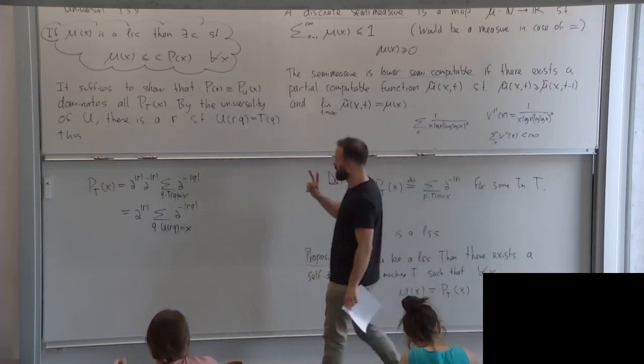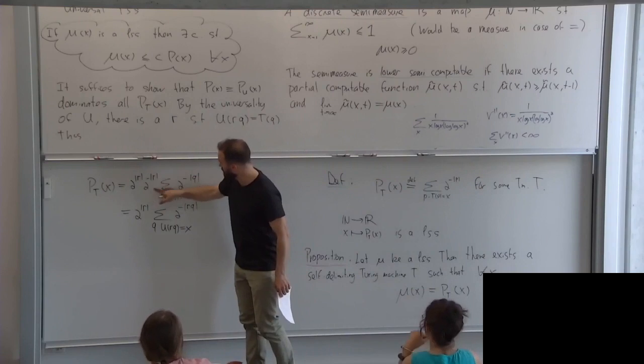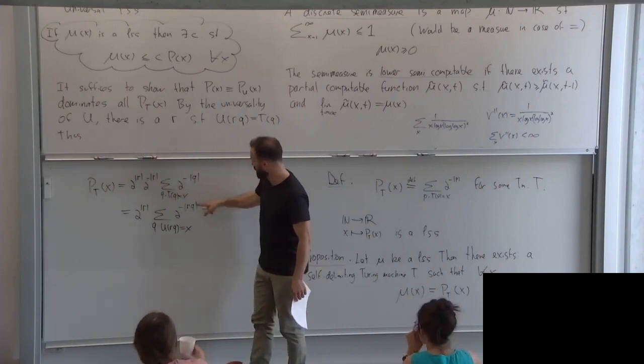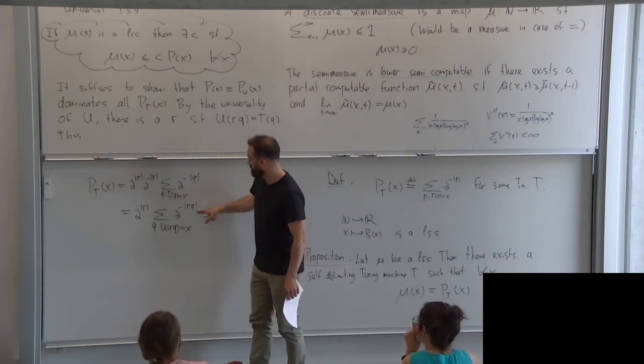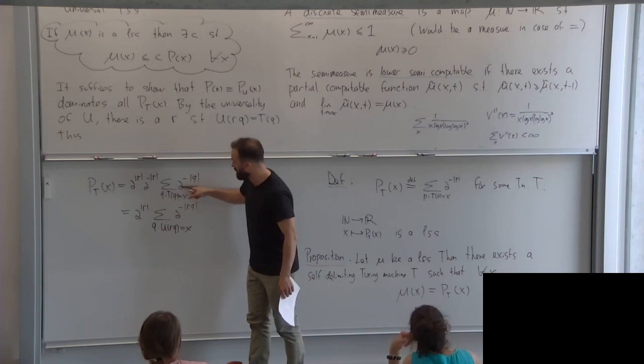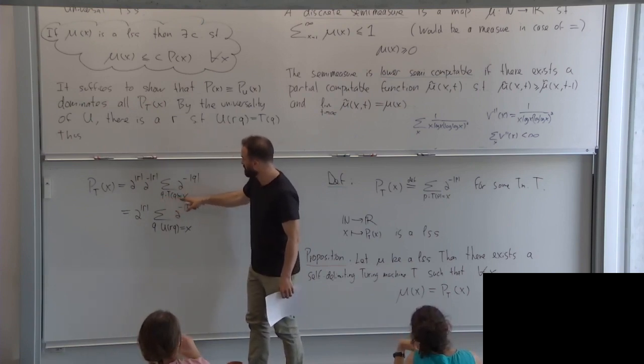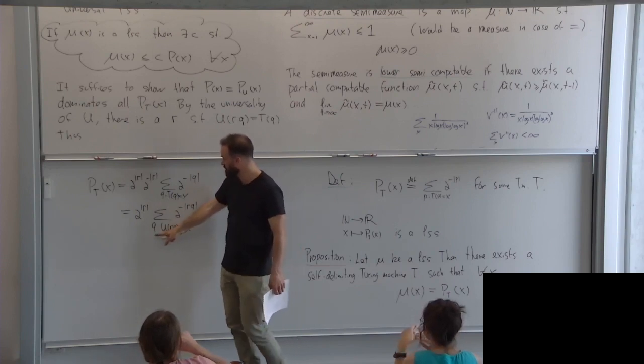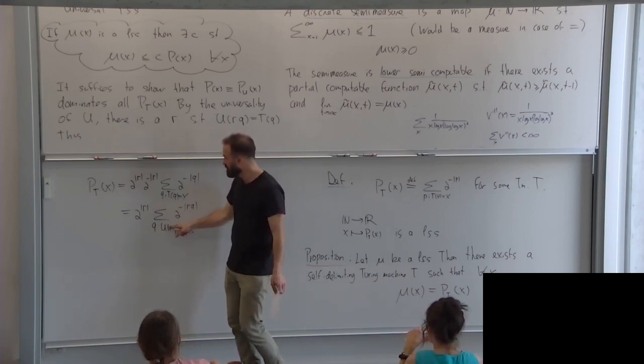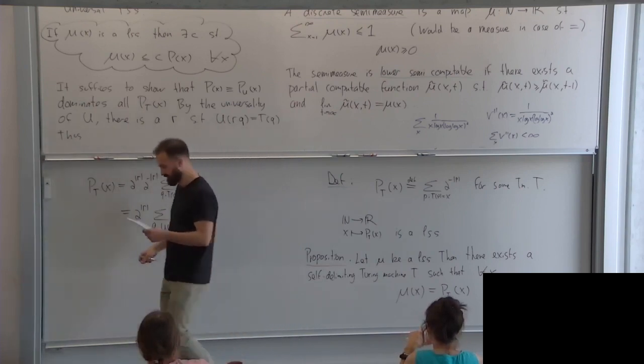Okay, so I really did two independent steps. First, I got this term in here, and I rewrote that as that. And also, I just changed the way of understanding the sum over q's. You're not summing over all q such that T of q equals x. You're now summing over all q such that U of rq equals x. It's the same thing.